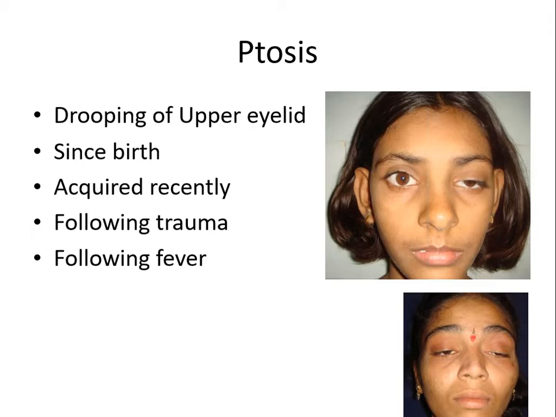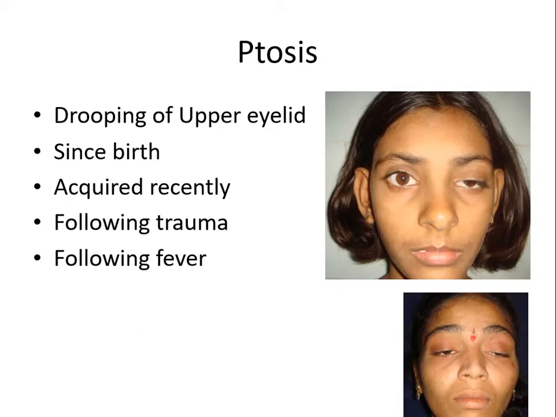Looking into the old photographs of the patient is known as the FAT scan, family album tour. You should ask the patient to bring all previous photographs, such as first birthday, second birthday, or cradle ceremony photos. Seeing the photos, you can ascertain whether the patient had ptosis since birth or it is recently acquired. So this is known as FAT scan, or family album tour.